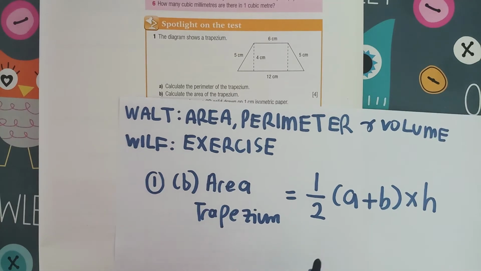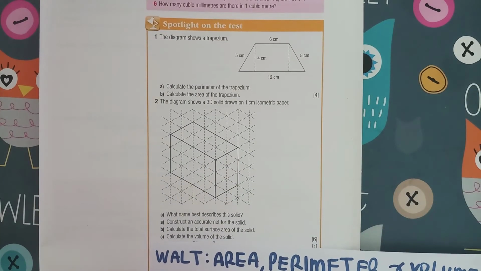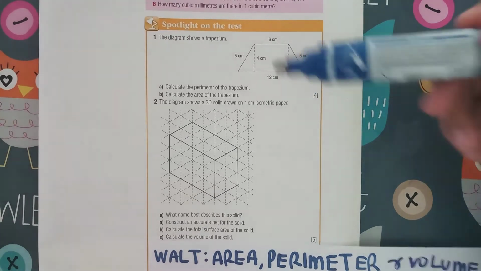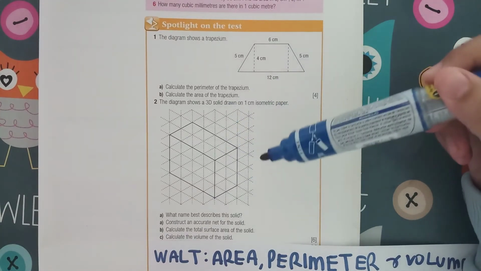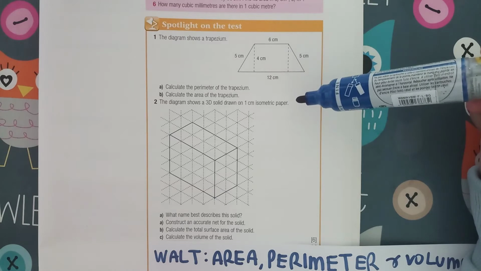When you are done with number 1, I want you to copy number 2. For number 2, you don't have to copy the diagram here. You need to copy the question: the diagram shows a 3D solid drawn on a 1 cm isometric paper. Write that down inside your exercise book.